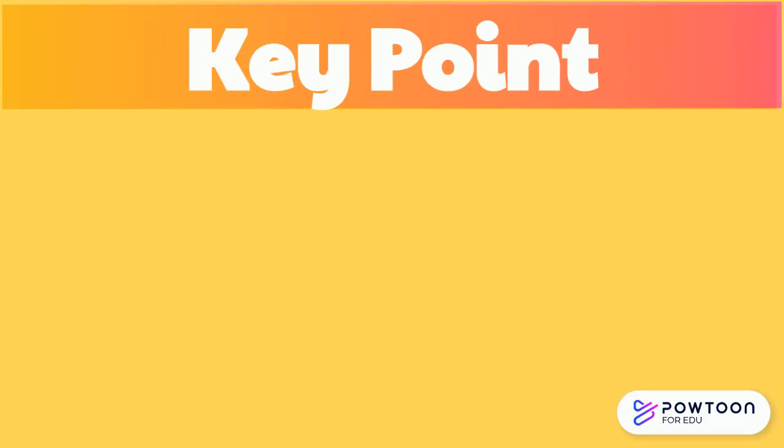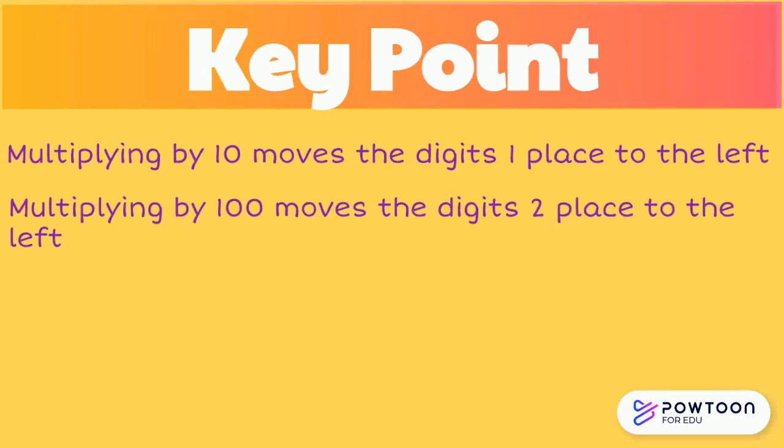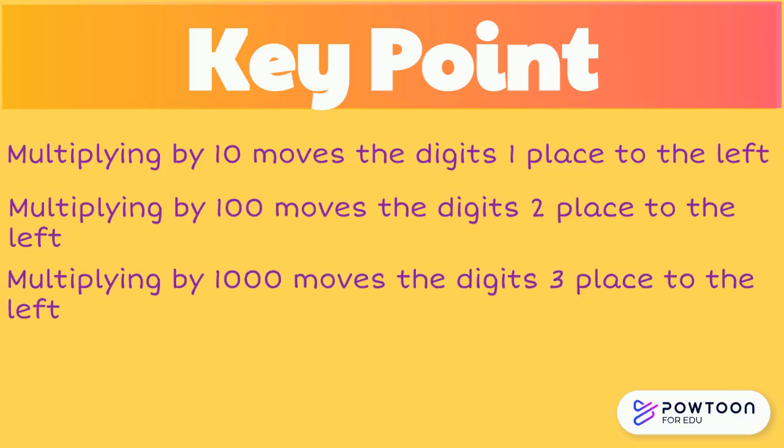When multiplying by one of the powers of 10, so 10, 100, 1000, and so on, it just makes it so that the digits move a certain amount to the left. You can think of it as the number of zeros in the number we're multiplying by is the number of places that it's going to move to the left.